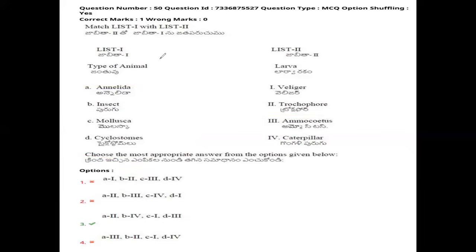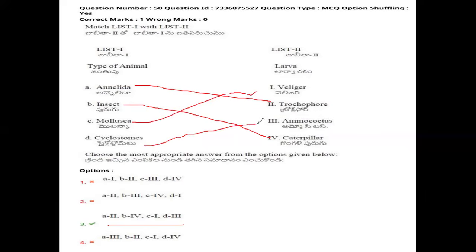Next is types of animals and their larval forms. So yeah, option 3 is correct. Annelids will be having the trochophore larva, and insects will be having the caterpillar, butterfly, chinnappudu nunchi chustunam, and mollusca will be having the veliger larva, and cyclostomes will be having the ammocoete larva. So option 3 is correct for this question.